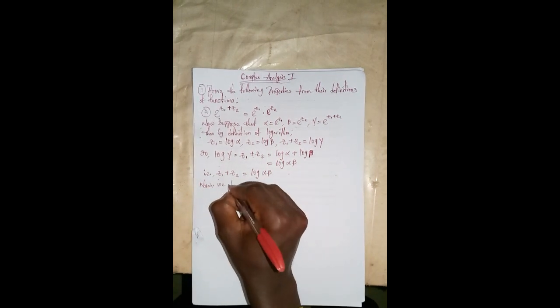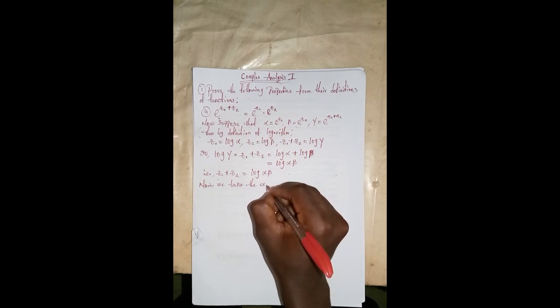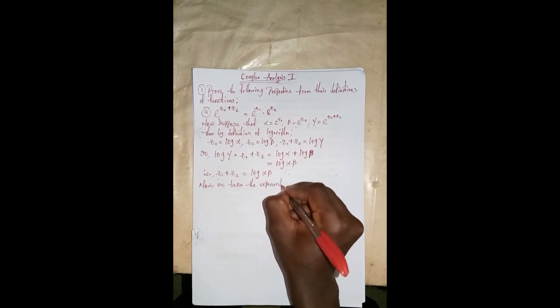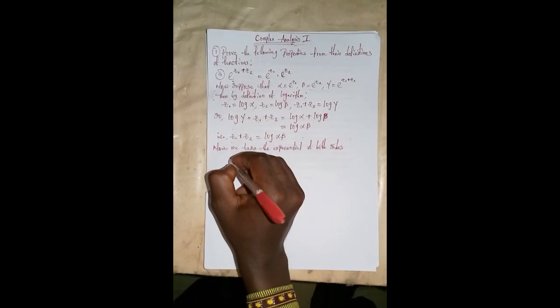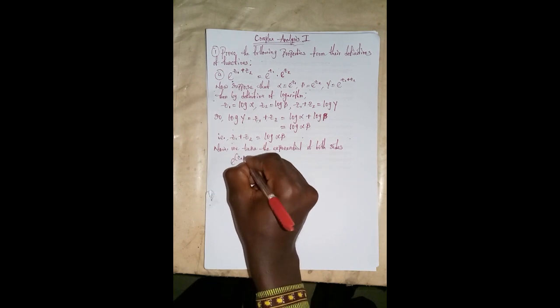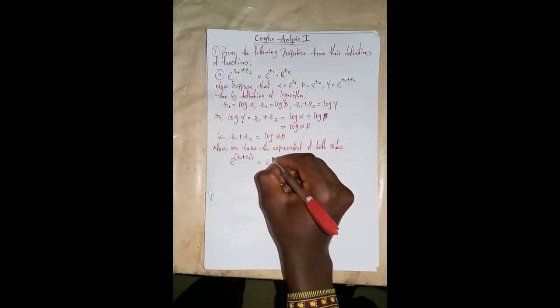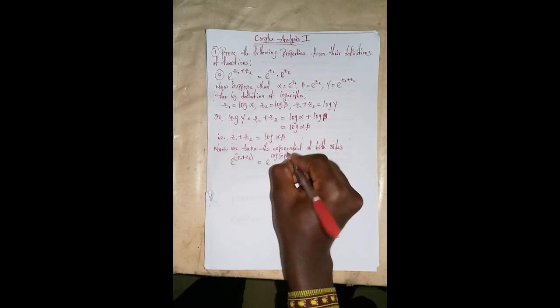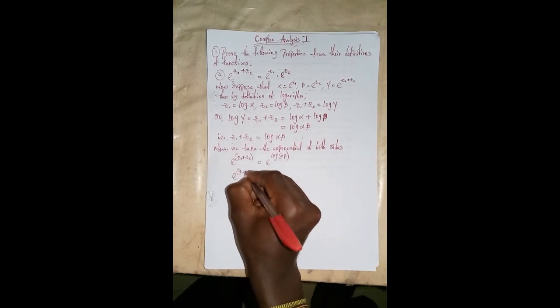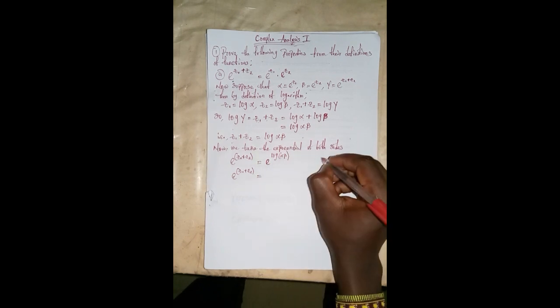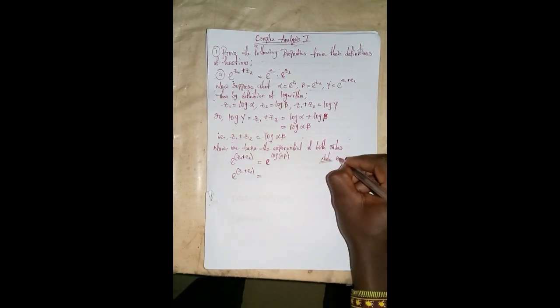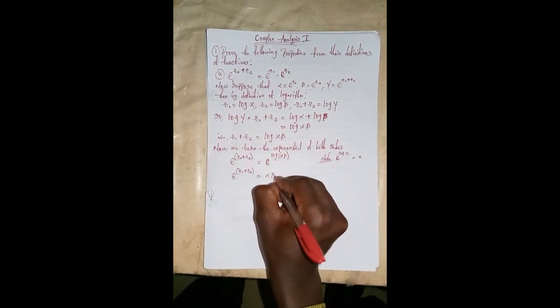Now we take the exponential of both sides, meaning from this expression we're taking the exponential of both sides. So we have e raised to the power of z1 plus z2 is equal to e raised to the power of log alpha beta. In logarithmic and exponential laws, note that if we have e raised to the power of log x, the answer is just x. So here we'll have alpha beta.